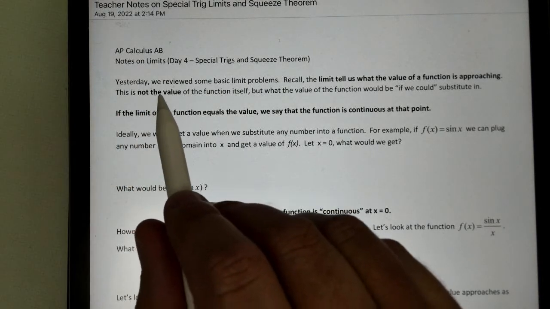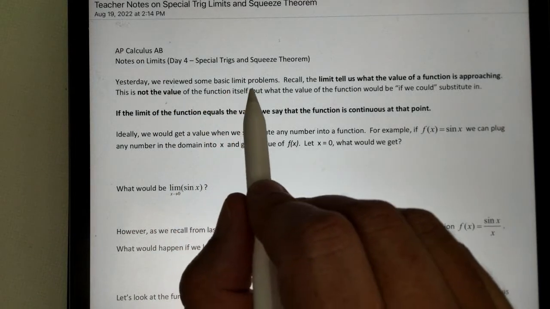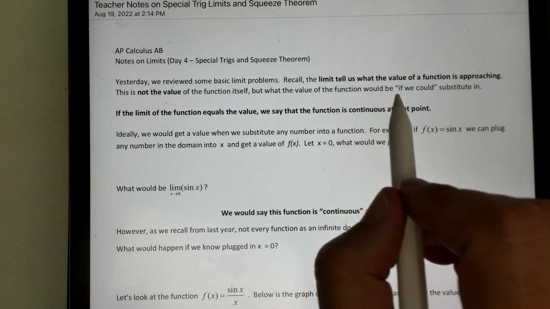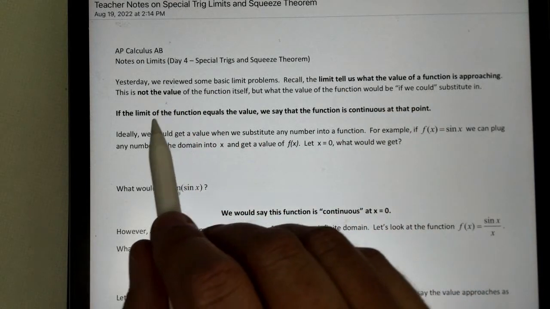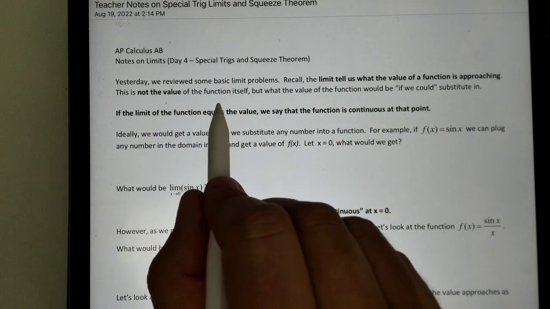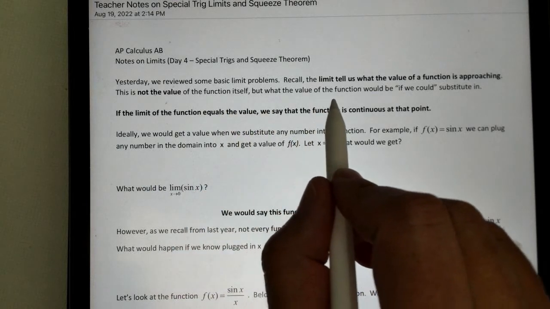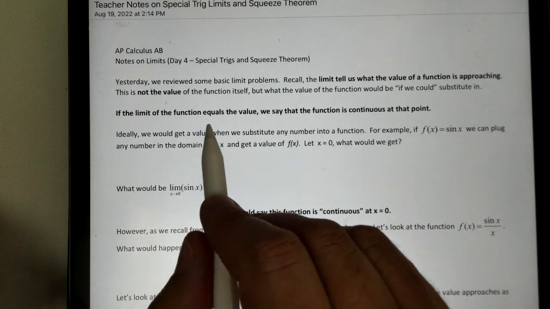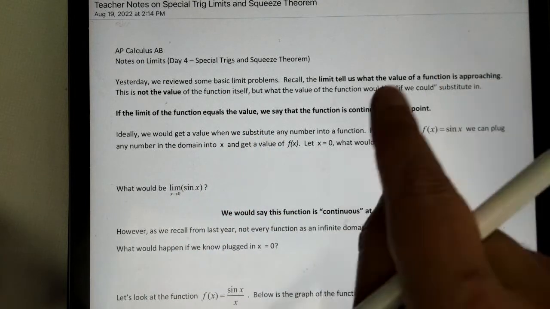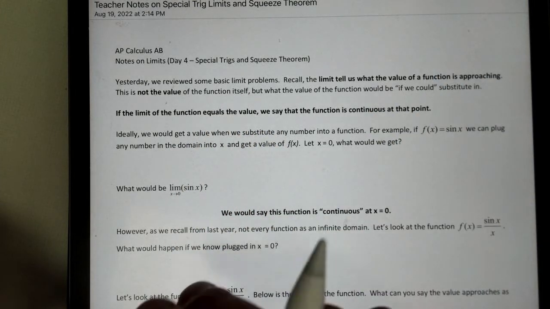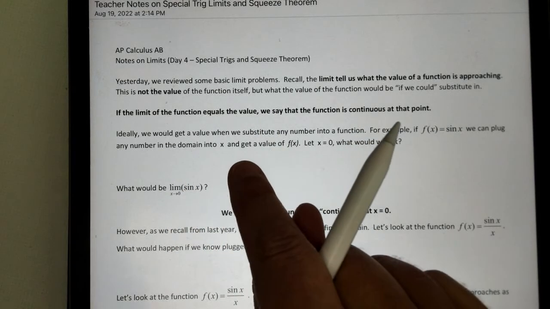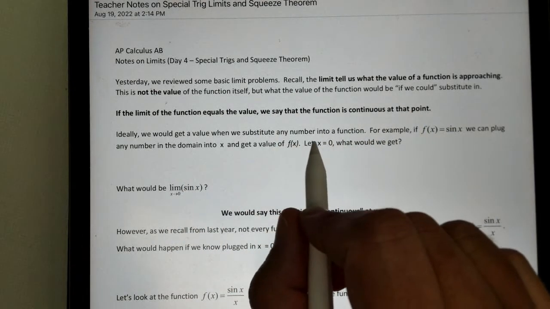Yesterday, you might recall, we reviewed some basic limit problems. Remember, the limit tells us what the value of the function is approaching. Remember, this is not the value of the function itself, but what the value of the function would be if we could substitute in. If the limit of the function equals the value, remember we call that a continuous function at that point. Ideally, we would get the same when we substitute any number into a function.